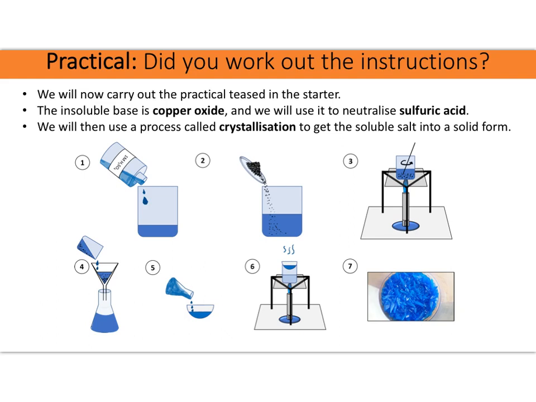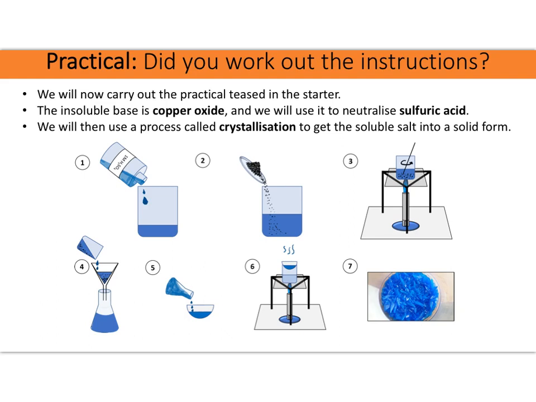A saturated solution is when no more solute can dissolve in the solvent. So if we are evaporating off the solvent, we are making it more and more concentrated, and at one point it becomes saturated, and that's why we get the little crystals forming around the edge, because they cannot stay dissolved.